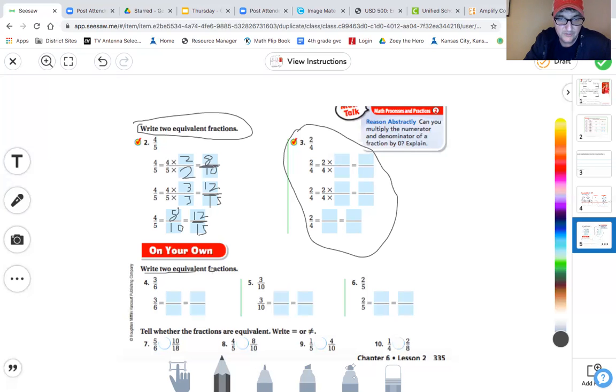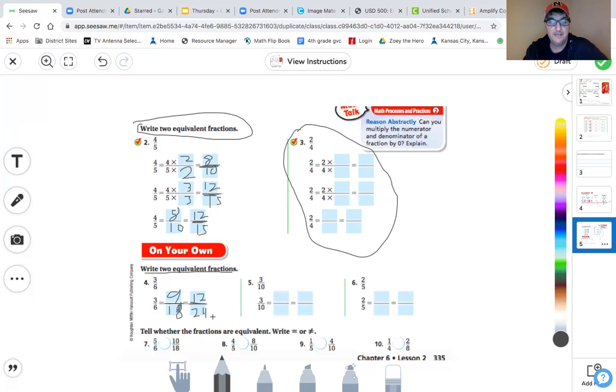So it says write two equivalent fractions to 3/6. Well, just use your head mentally. What's a number you can multiply them both by? I'll multiply them both by 3. 3 times 3 is 9. 6 times 3 is 18. And then we can multiply them both by 4. 3 times 4 is 12. 6 times 4 is 24. We got 12/24. So we just created two fractions that are equivalent to 3/6, 9/18 and 12/24.